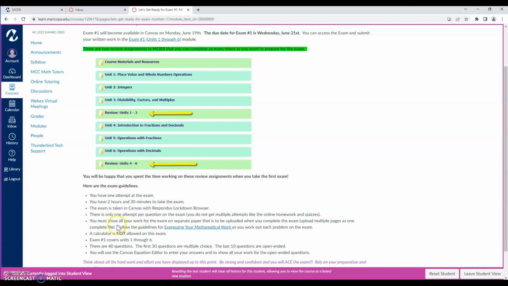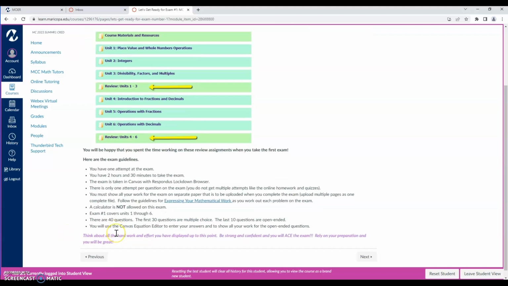And you have to show all your work on a separate piece of paper that you upload as soon as you're done with the exam. So not only do I grade your answers that you enter using the Canvas equation editor, but I'm also going to look at your written work as support and justification for how you reached your answers.